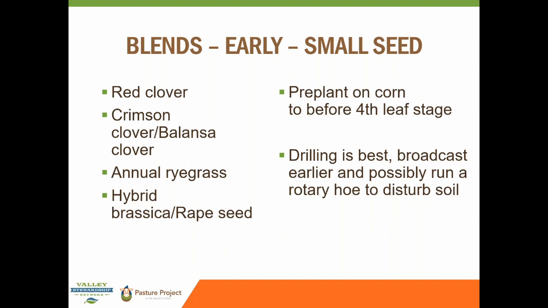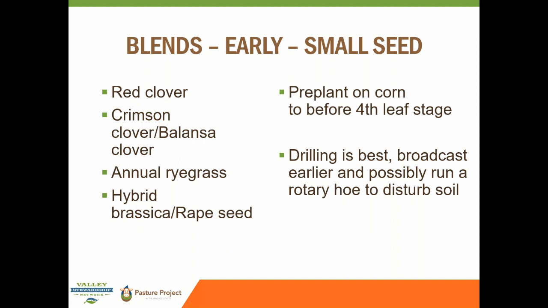And some of the blends that I would look at for our area: a simple blend of red clover, balansa clover, annual ryegrass. Hybrid brassicas work, rapeseed would work. And I would actually do this pre-plant on corn, somewhere before the fourth leaf stage if possible. The earlier slide I said V3 to V6. We're having some farmers that are actually coming in there before they plant, the day before they're going to plant, and drill in their cover crop.